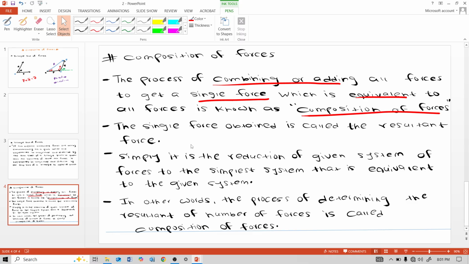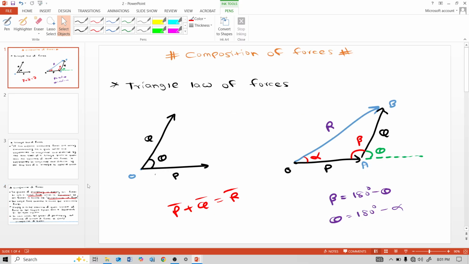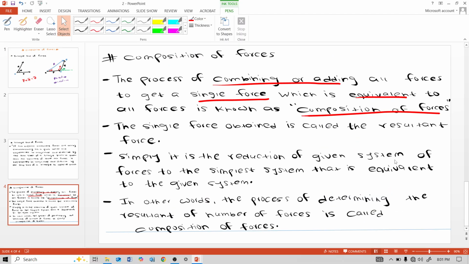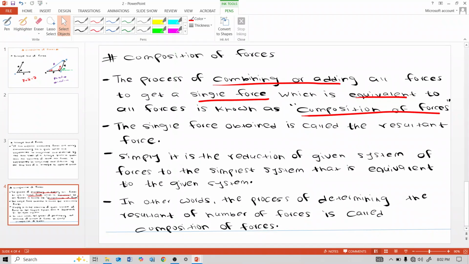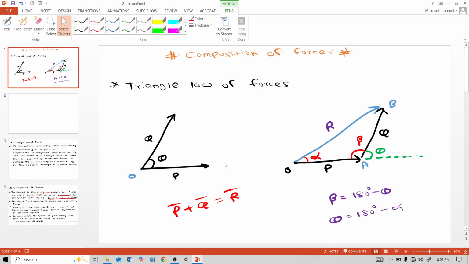The single force obtained is called the resultant force. So here this single force R is the resultant force. Simply, it is the reduction of a given system of forces to the simplest system that is equivalent to the given system. So we reduce the P and Q forces to a single force, and this single force is the resultant force. In other words, the process of determining the resultant of a number of forces is called the composition of forces. We find the resultant, we compose those two forces and make a single force.